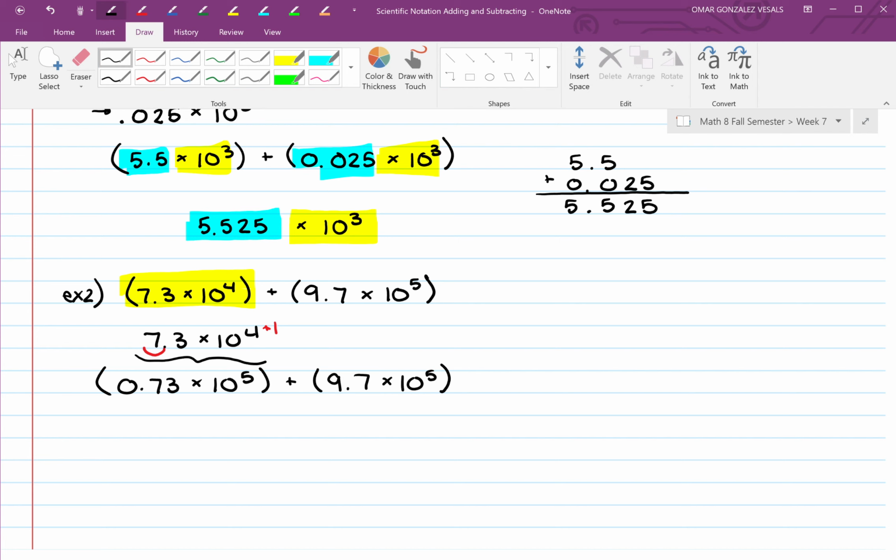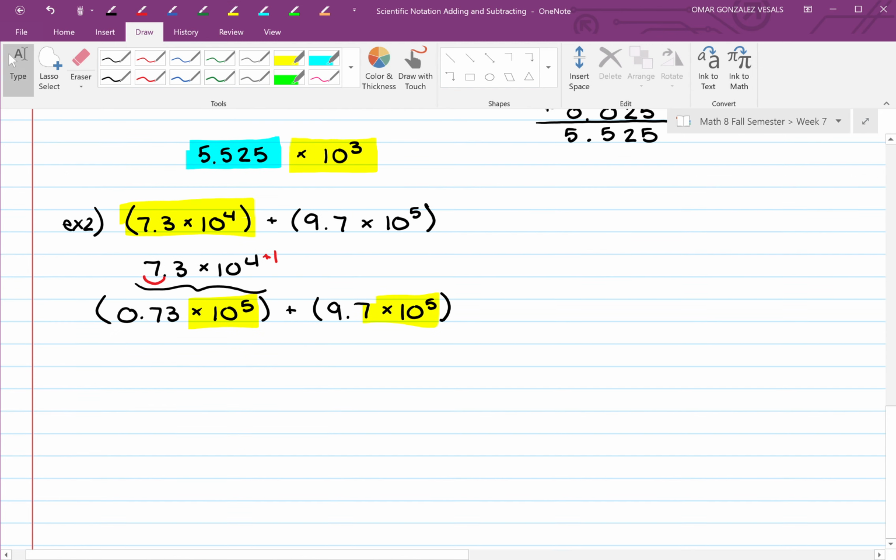All right, let's go. So my answer is probably going to be something times 10 to the what? Times 10 to the 5th. Okay, so I'm going to put that times 10 to the 5th right here. And then my other answer I get from adding 0.73 plus what? 9.70. 3 plus 0 is 3. 7 plus 7 is 14. Carry the 1. This is 10.43.